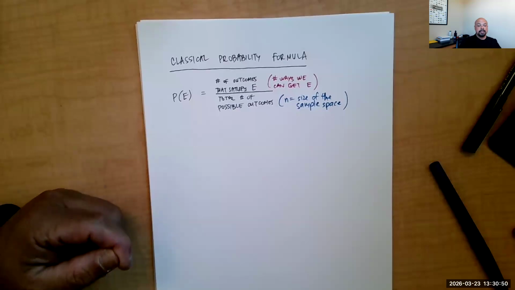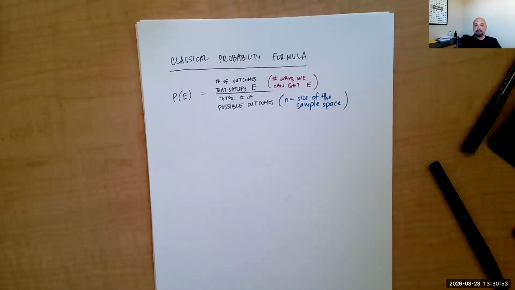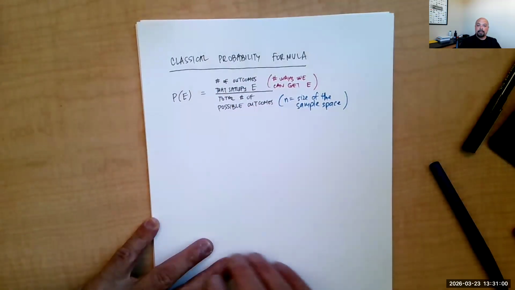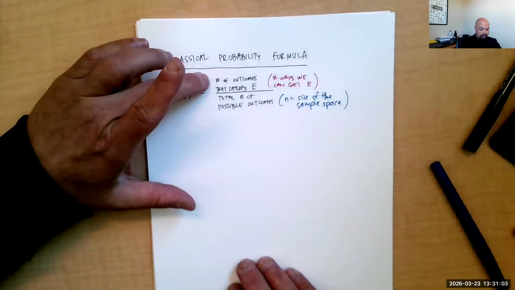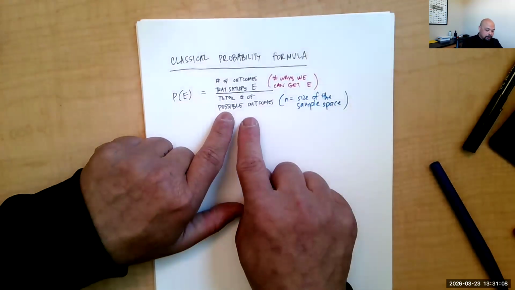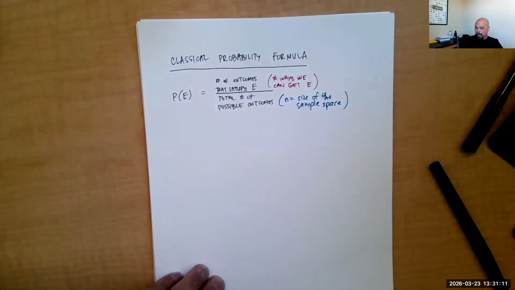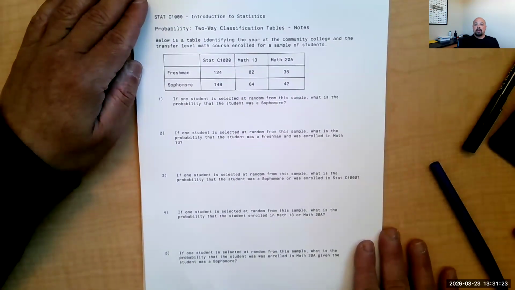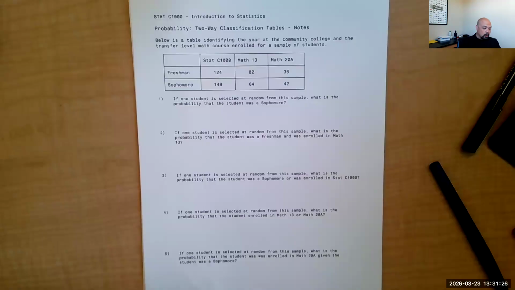Some other outcomes that we'll see: rolling a common six-sided die, the results 1, 2, 3, 4, 5, or 6. Drawing a card, that business. But when we set up our classical probability formulation, it's the number of ways we can get that particular result E, divided by the total possible number of outcomes. With that said, one common place where we see this formula used is with our two-way classification table. So here are some notes I have produced, and we can find these online as well.